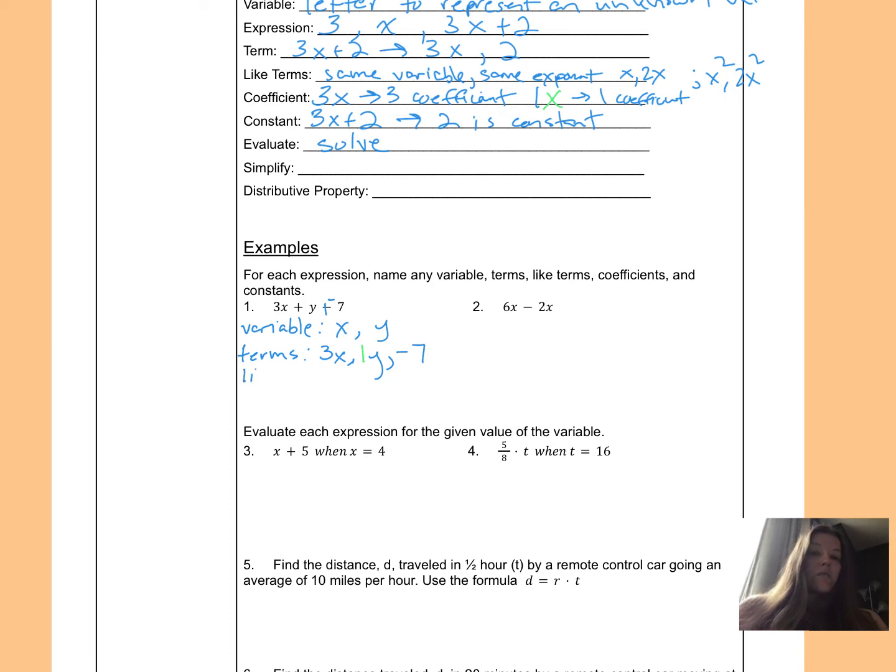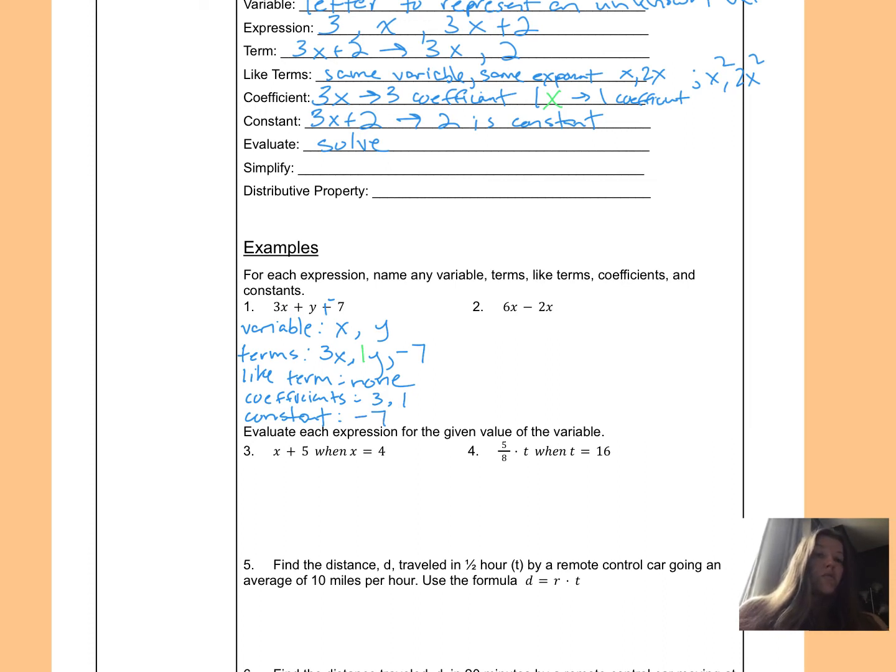Like terms. Well, both our variables have an exponent of 1, but they're different variables. So we actually have no like terms in this problem. Coefficients. Well, the x has a 3 in front of it, so the 3 is a coefficient. And the y has just a 1 in front of it. Because again, if there's a y by itself or any variable by itself, the coefficient is going to be 1. And then constants, a number that's by itself, and we have a negative 7.